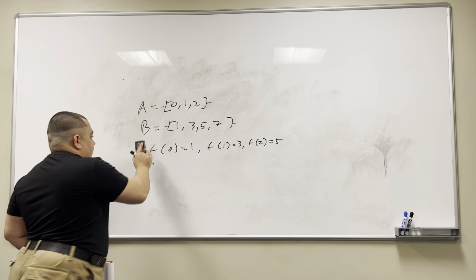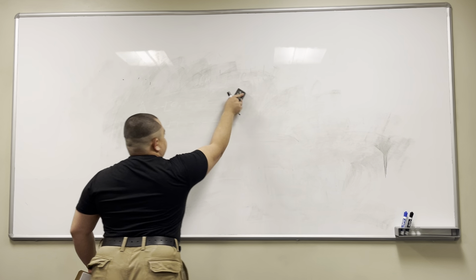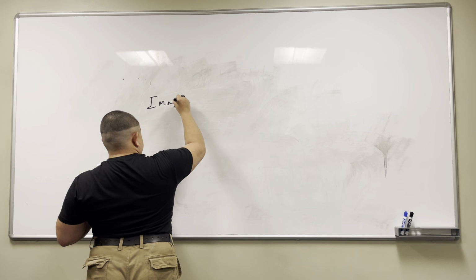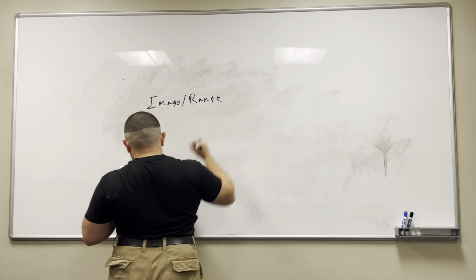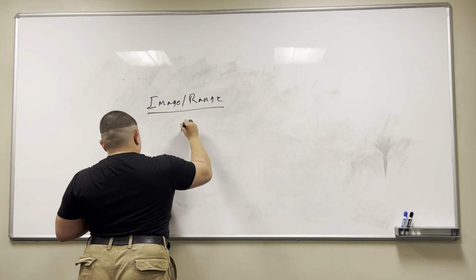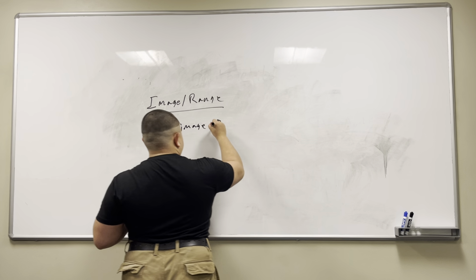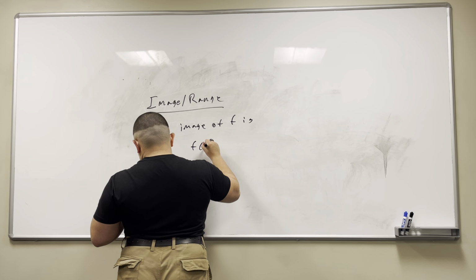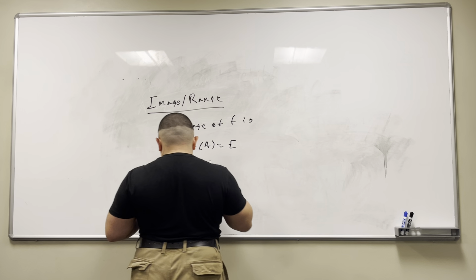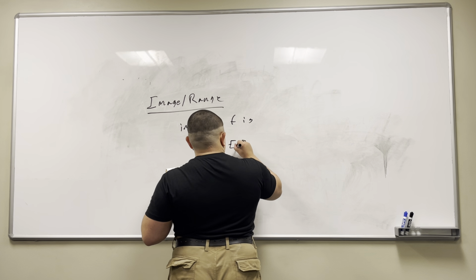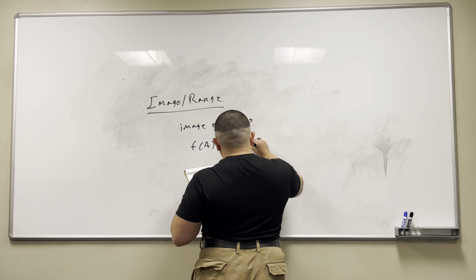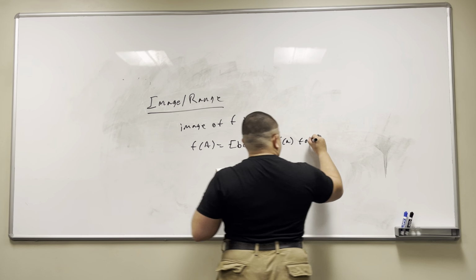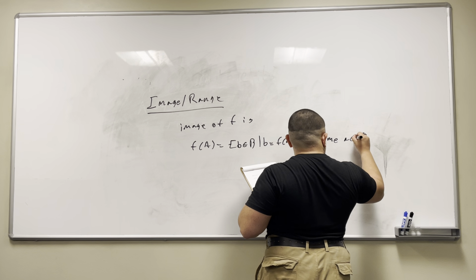Now, there's this notion of an image or range. Now, the image of f is f of A. It's defined as f of A is equal to the set of little b in B such that b is equal to f of a for some little a within big A.